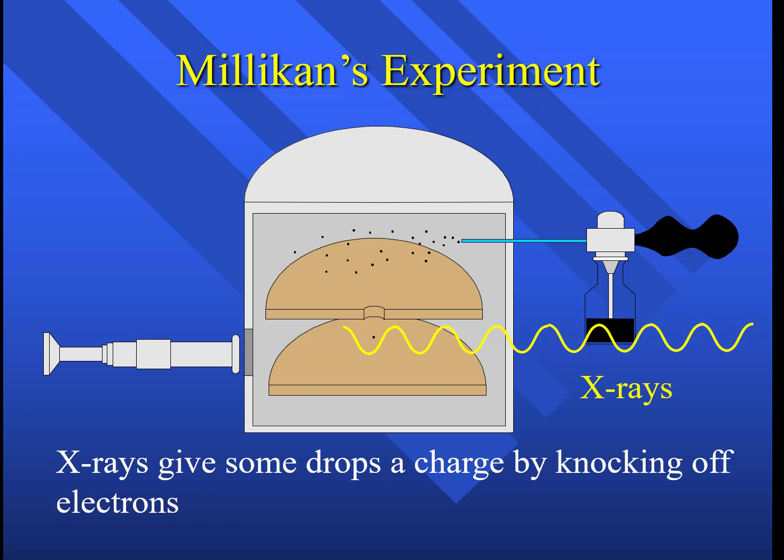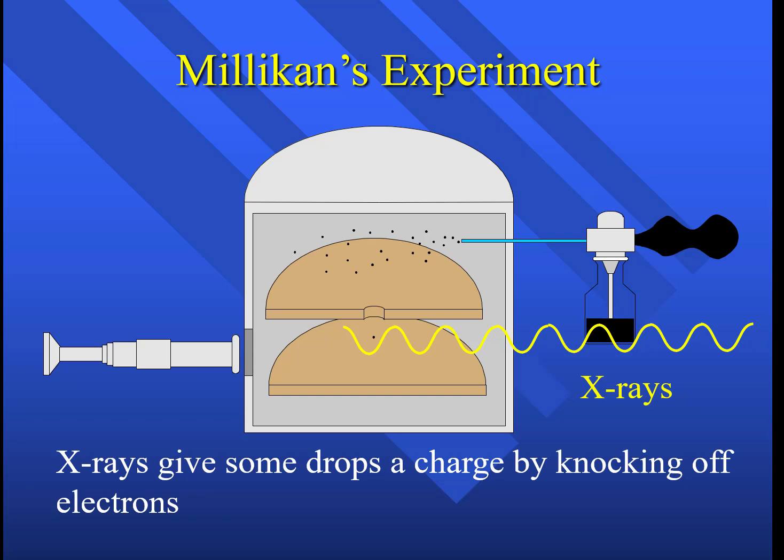It knocks some of those electrons off. Now, he can't control how many electrons it knocks off. It may knock off 1, it may knock off 35. He has absolutely no control over how many it knocks off. But he knows it'll knock off electrons because he can check the charge on the oil drops.